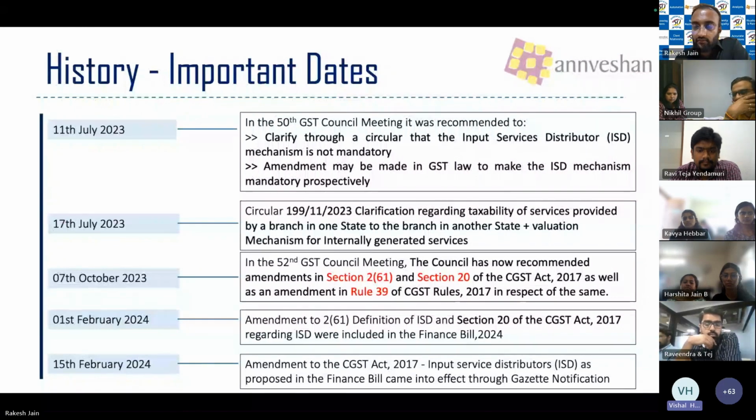No, but the definition of ISD and everything is effective in the Finance Bill. It is written that we will bring a notification, but as yet there is no such notification. So how come? If you read the Finance Bill, they say sections 11 to 13 of the Finance Bill will come into effect based on the Gazette notification, which they brought in on the 15th February.